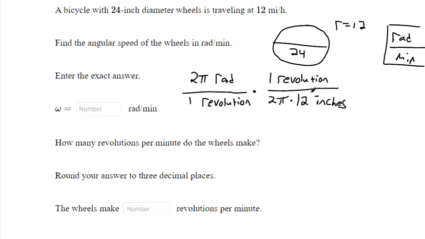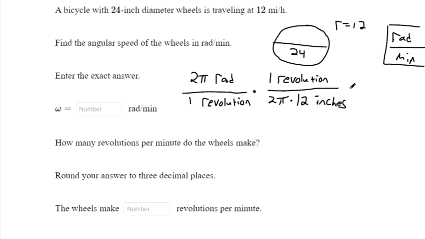Okay, and I got that because the radius is 12. The circumference, 1 revolution of the circle, that's 2 pi r. That's the formula for the circumference of a circle. So that cancels out the word revolution. Now we've got the word inches in its place, so we're still not there. We've got radians in the top, but we don't have minutes in the bottom. We need to have some sort of unit of time.